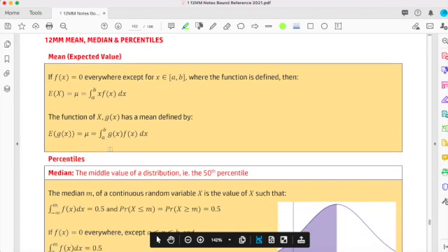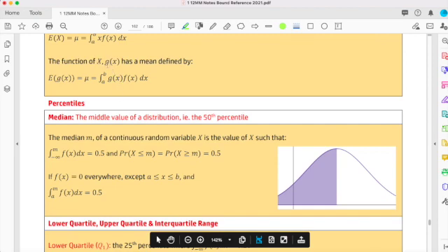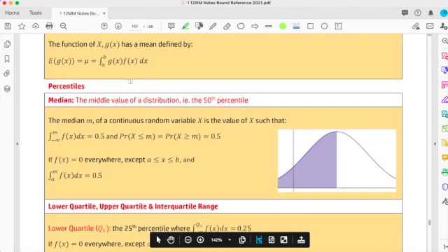So today I wanted to have a quick look at the mean, median and percentiles. E of x, our mean or expected value, is given by that integral of x times function x. Sometimes in our calculations for, say, variance, we might have to find E of x squared. Any function put inside that bracket there simplifies to the integral of that function times the function x. We'll see that in action in a minute.